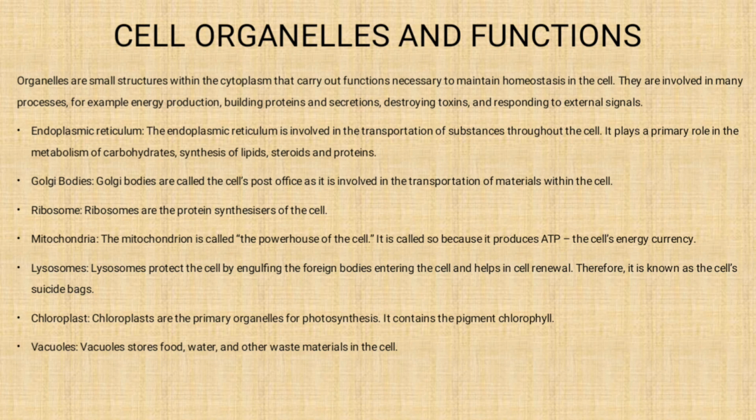Starting with the endoplasmic reticulum. The endoplasmic reticulum is involved in the transportation of substances throughout the cell. It plays a primary role in the metabolism of carbohydrates, synthesis of lipids, steroids, and proteins. Now, secondly, we have the Golgi bodies. The Golgi bodies are called the cell's post office as it's involved in the transportation of materials within the cell.